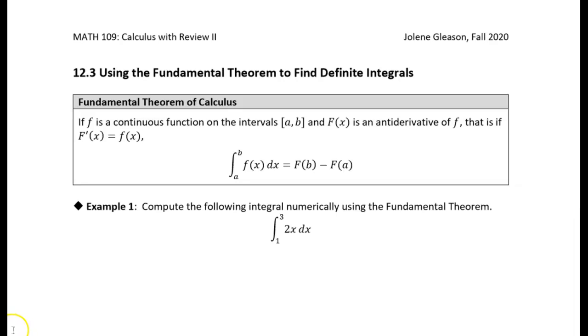All right, so now you know how to find antiderivatives or indefinite integrals. And now we're going to learn how to use indefinite integrals to find definite integrals.